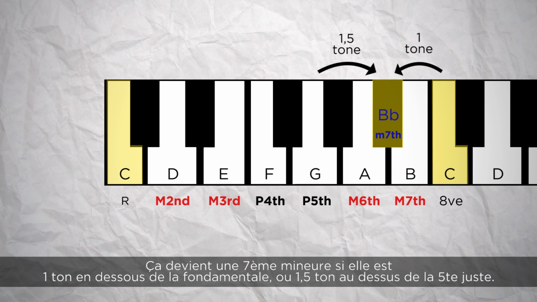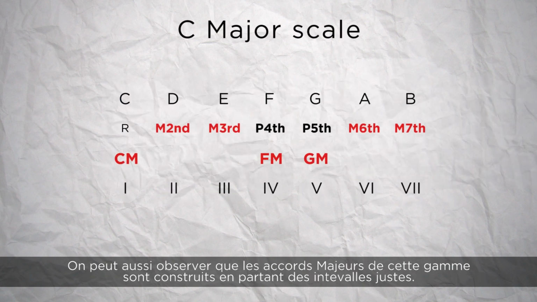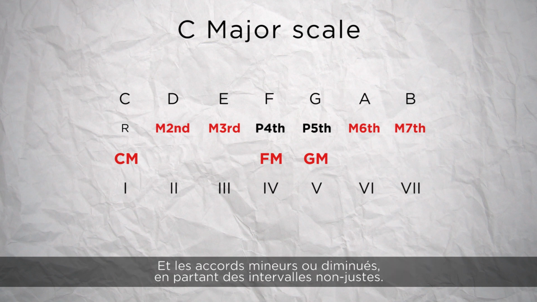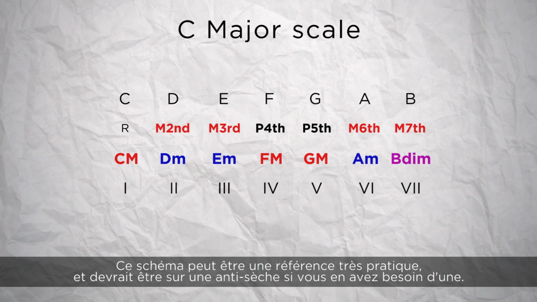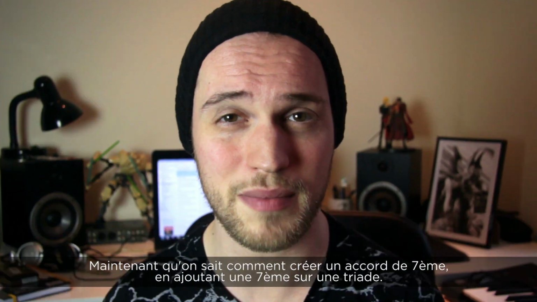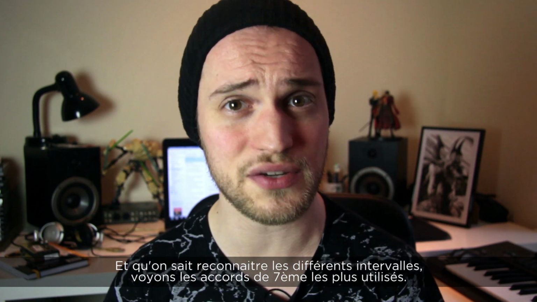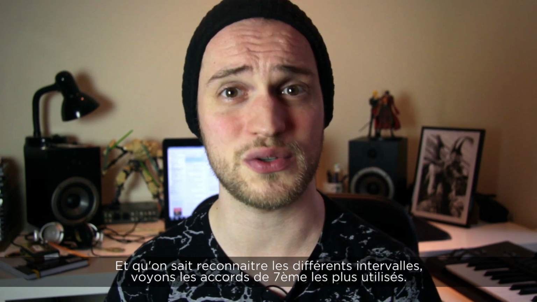It becomes a minor 7th if it's a whole tone below the root note, or 1 tone and a half above the perfect 5th. We can also observe that the major chords in these scales are built upon the perfect intervals, and the minor or diminished chords are built upon the non-perfect intervals. This figure can come in very handy as a reference, and it should definitely be on the cheat sheet if you need one. So now that we know how to build a 7th chord by adding a 7th on top of a triad, and we know how we can identify different intervals, let's see the most used 7th chords.